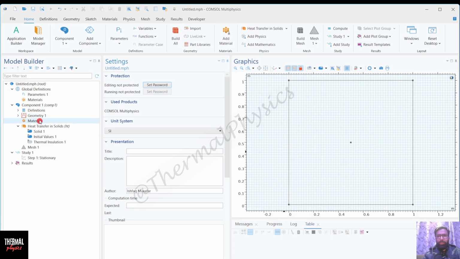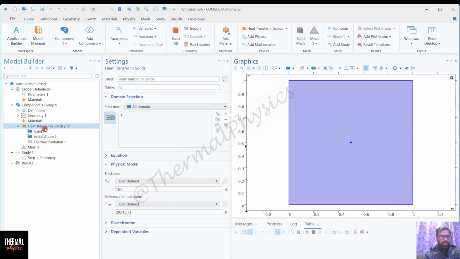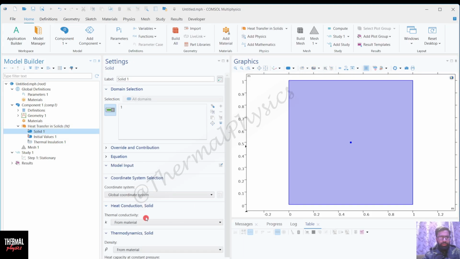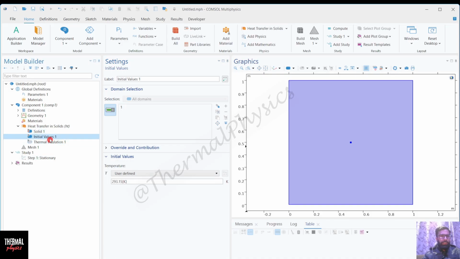So we need only one property, that's k. So no need to assign the material. We will define that property. We can define that property in the physics itself. We will go to solid, and we have k rho cp, and we will choose user defined k and give it value 10 according to our problem, and units are in the SI unit already. So we'll go to initial value, and we can keep this 20-degree initial value, doesn't matter.